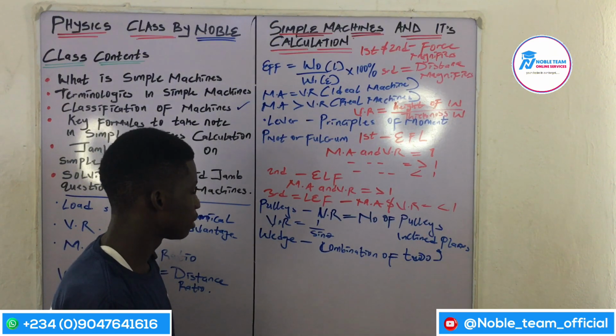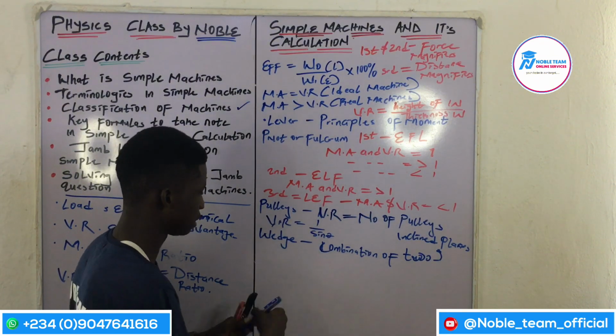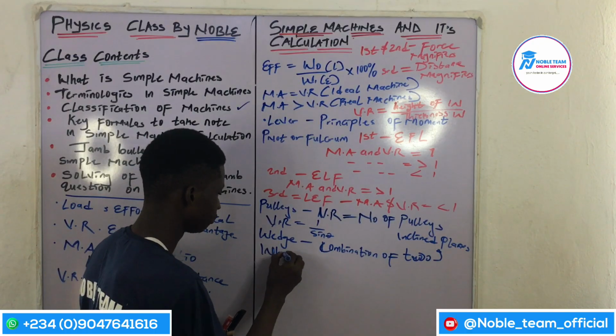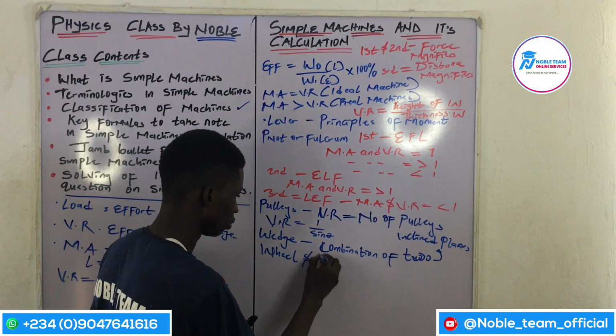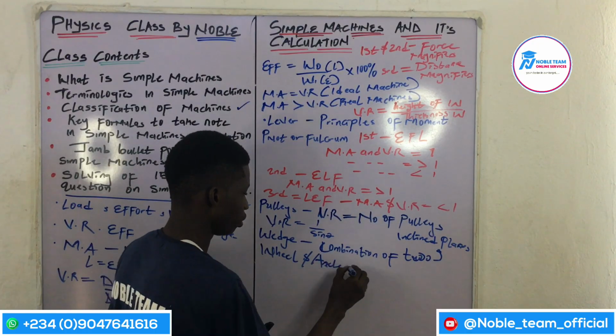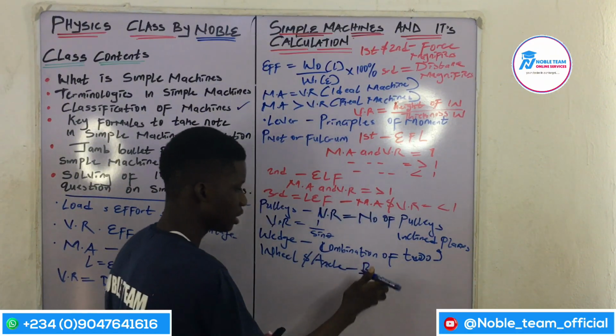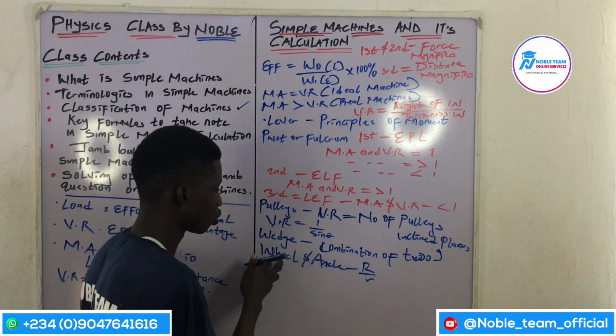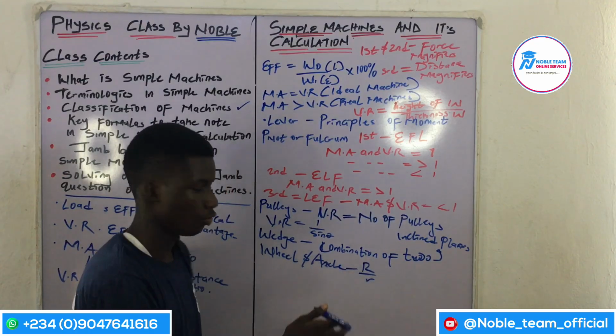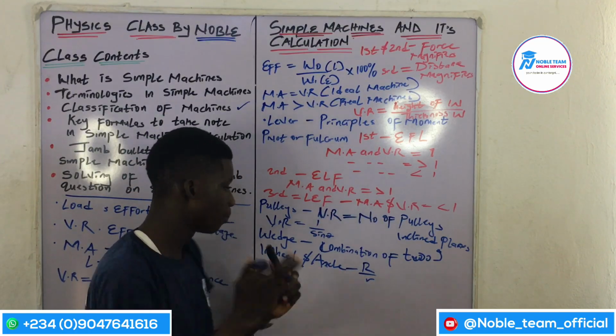Now, the formula for the wheel and the axle is R over r. This particular big R is for the wheel, and this small r is for the axle. You understand? I hope you understand this.